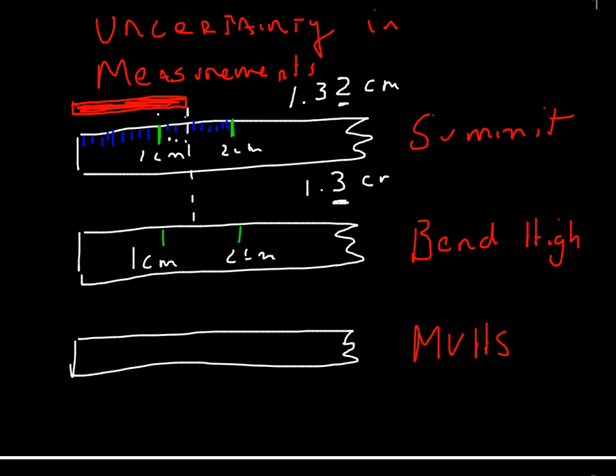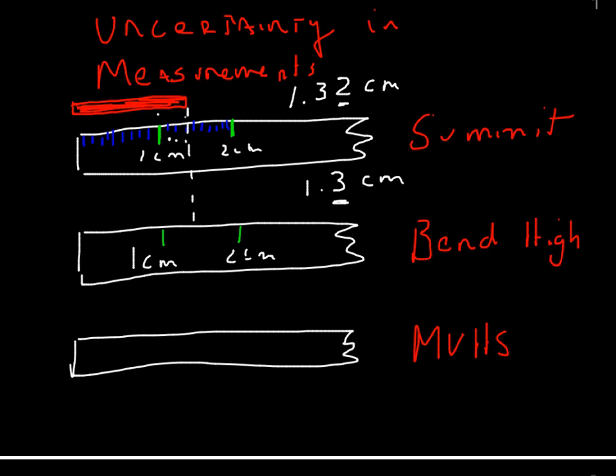The best I can get out of a Bend High ruler is that that object is going to have a length of 1.3 centimeters. And the difference between the Summit measurement and the Bend High measurement is that Summit is more precise, because I know for certain that that object was 1.3 centimeters, and I made my guess to 2 hundredths. But the Bend High only gave me 1.3 centimeters as the length, so that 3 is kind of vague and uncertain. But that's how it is done.